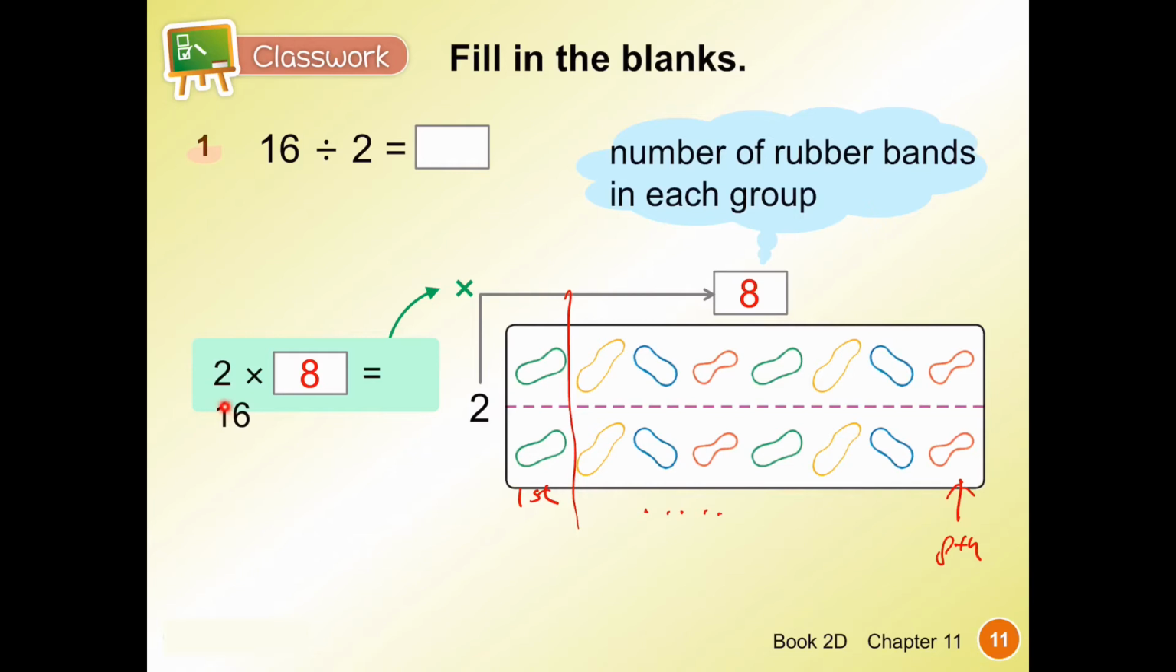So that's why we have 2 times 8. 8 is our 8th time of assigning the rubber bands to the 2 groups, and we have 16 rubber bands in total. So 16 divided by 2, each group would get 8 rubber bands.